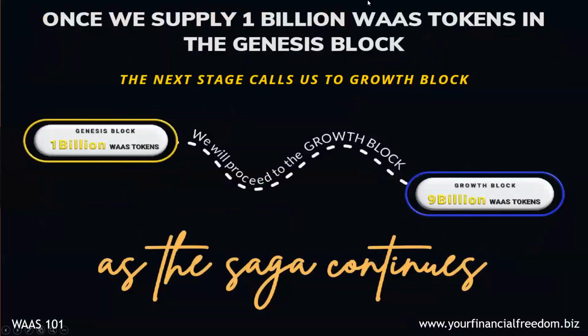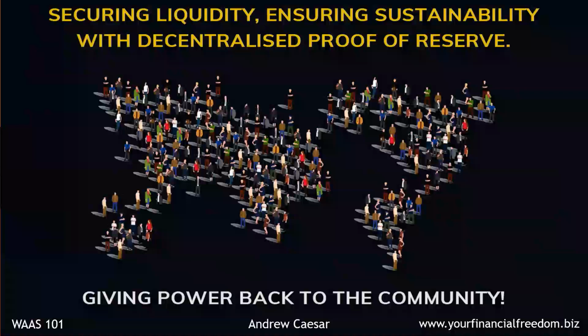Now, once the supply reaches 1 billion tokens in the Genesis block, the next stage is called the growth block. And the growth block will move now to the next 9 billion tokens. And this will happen once the first billion tokens have been spent. Okay. And this is it, ladies and gents, on the WAS Affiliate Marketing 2.0.